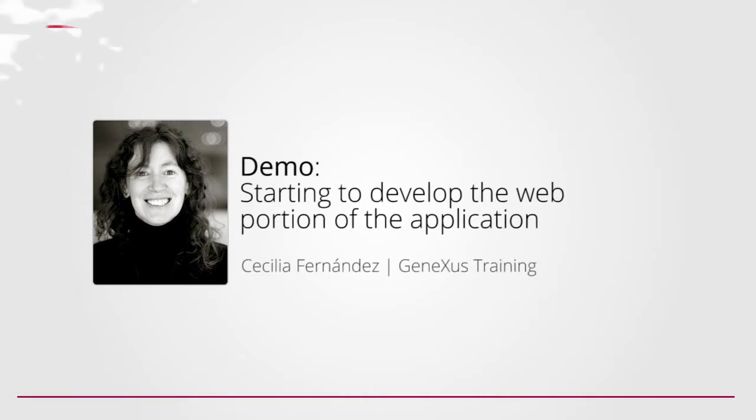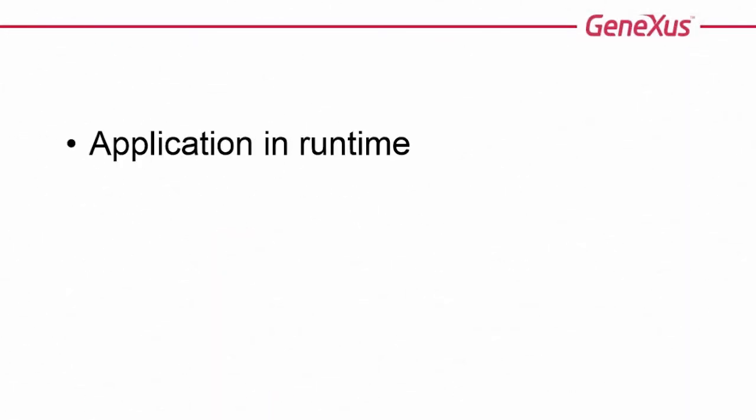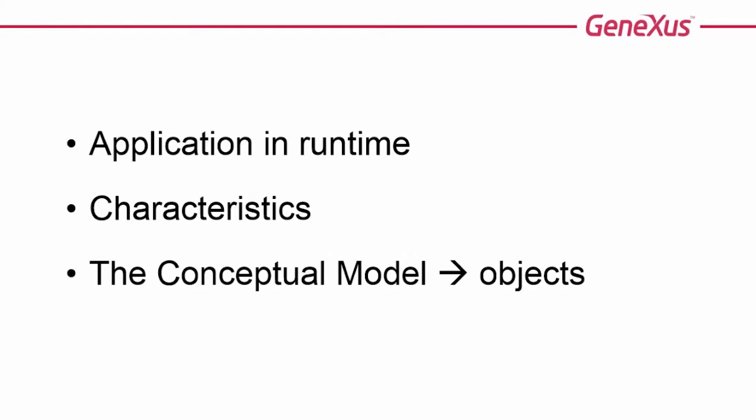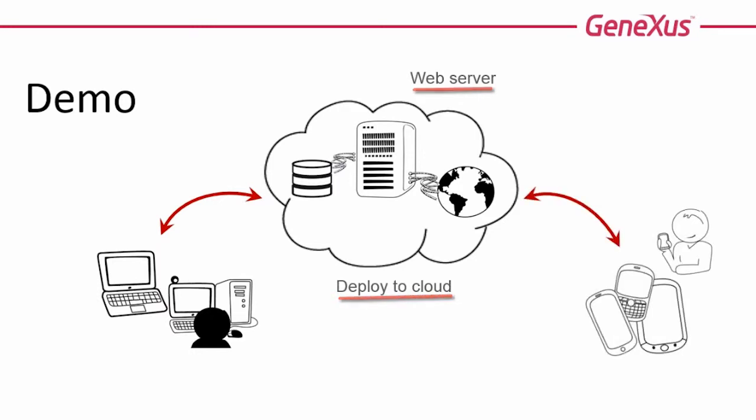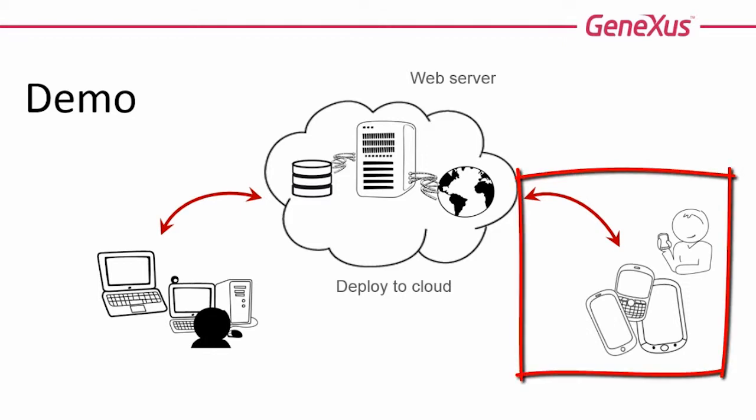In previous videos, we started by considering the application we want to achieve in execution. Then we studied the overall features of smart device applications and moved on to the conceptual model and the underlying objects. And now the time has come to see it all in practice. In this video, we will build the web application from scratch, prototyping in the cloud. And in the following video, we will continue working to add the portion for smart devices. You could skip this video if you wish to go directly to the implementation for smart devices.